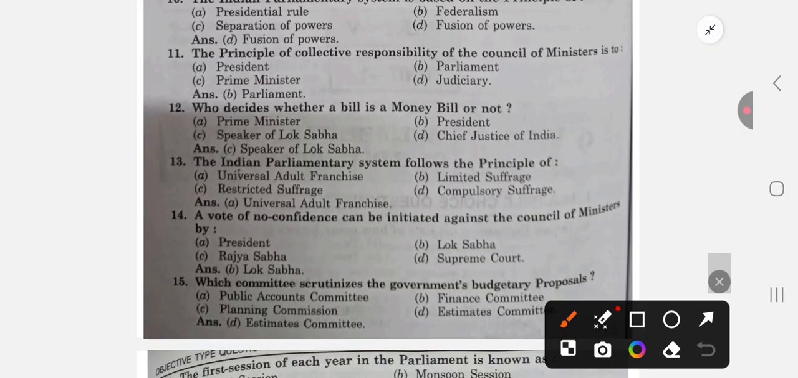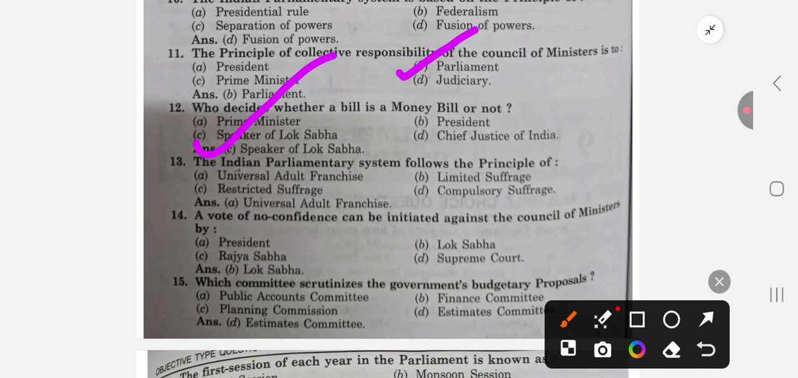The principle of collective responsibility of the Council of Ministers is to whom? It is to Parliament, because they are responsible in front of the Parliament. To the legislature they are responsible. In parliamentary model, there is close relationship between executive and the legislature, as executive are chosen from the legislature, from the Parliament. Who decides whether a bill is a money bill or not? It is the Speaker of the Lok Sabha, and in case of the state, it is the Speaker of the legislature.